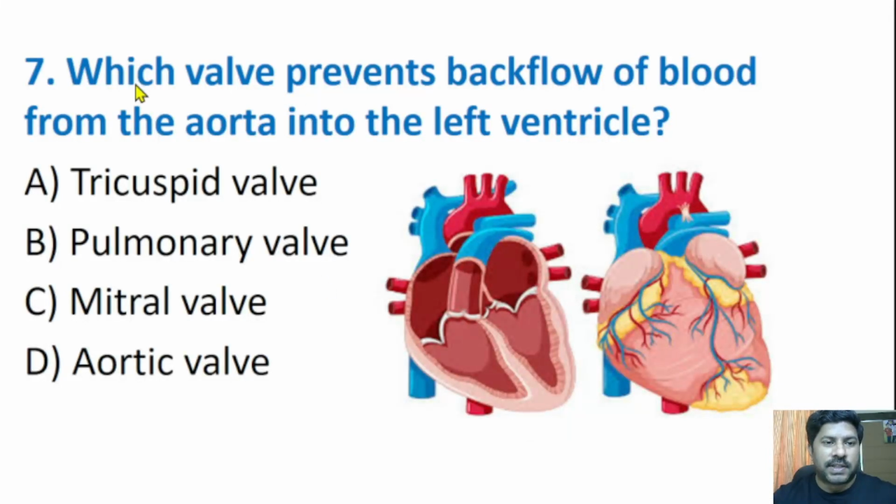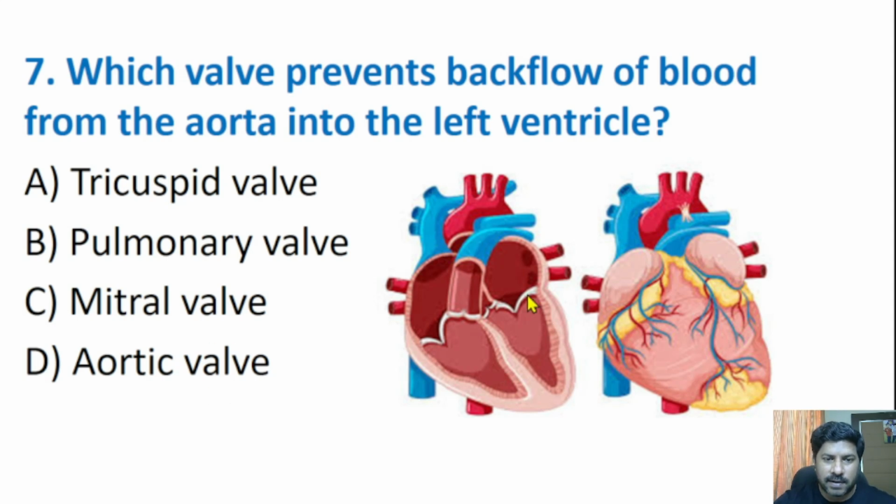Then seventh question. Which valve prevents backflow of blood from the aorta into the left ventricle? Tricuspid valve, pulmonary valve, mitral valve, aortic valve. The correct answer, aortic valve.